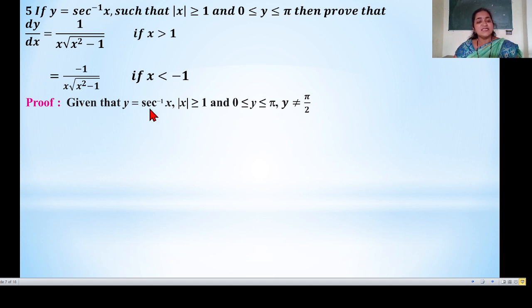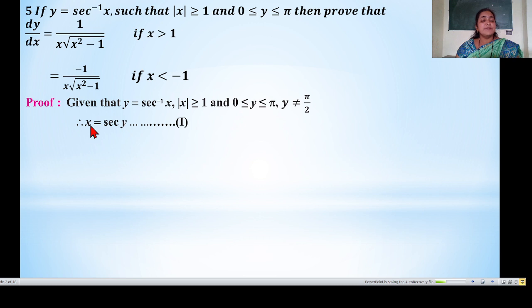Given that y is equal to sec inverse of x, where mod of x is greater than or equal to 1 and 0 is less than or equal to y is less than or equal to pi, y is not equal to pi by 2. So again here, this function is y in terms of x, so we first convert x in terms of y, and we get x is equal to sec of y. This is our equation 1.